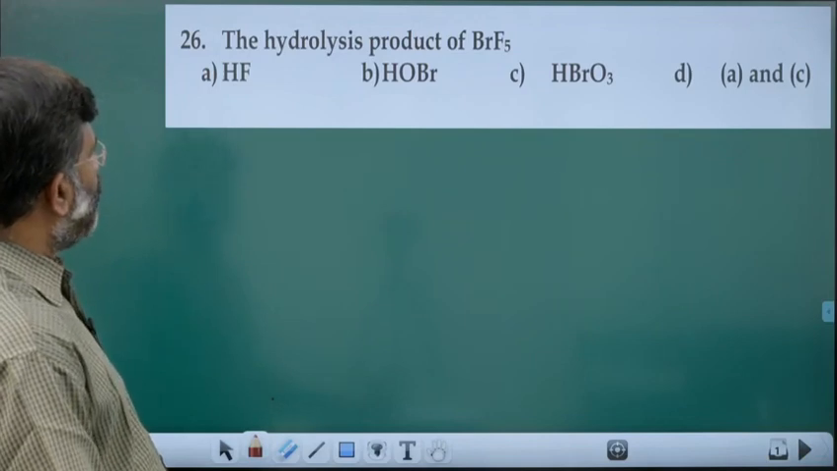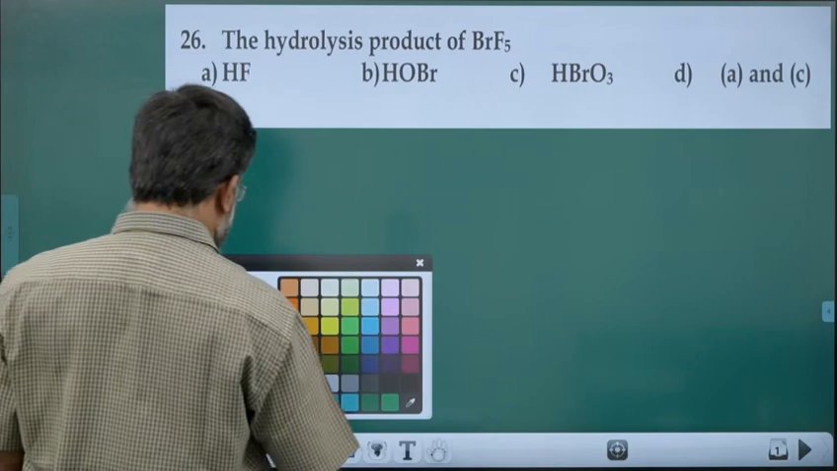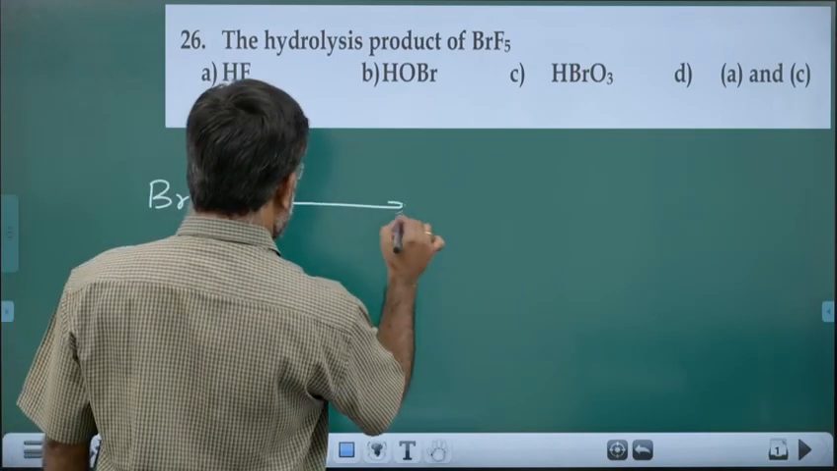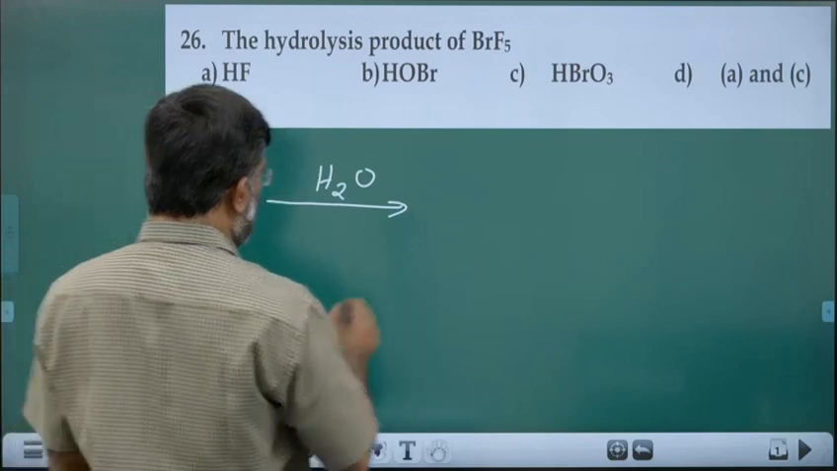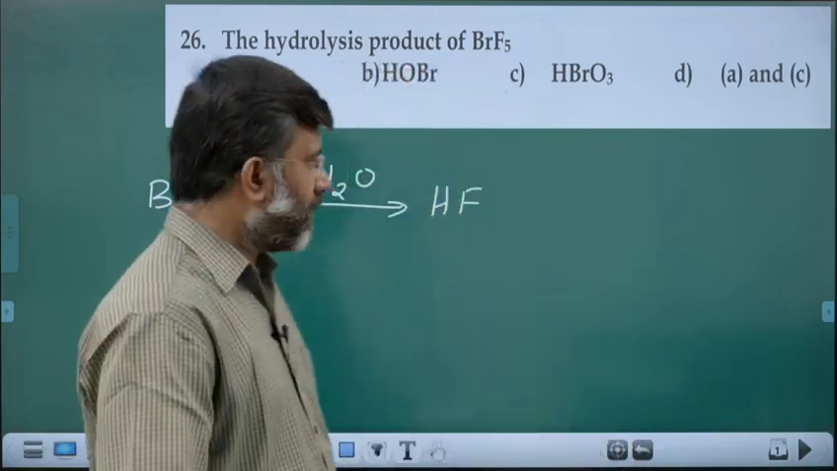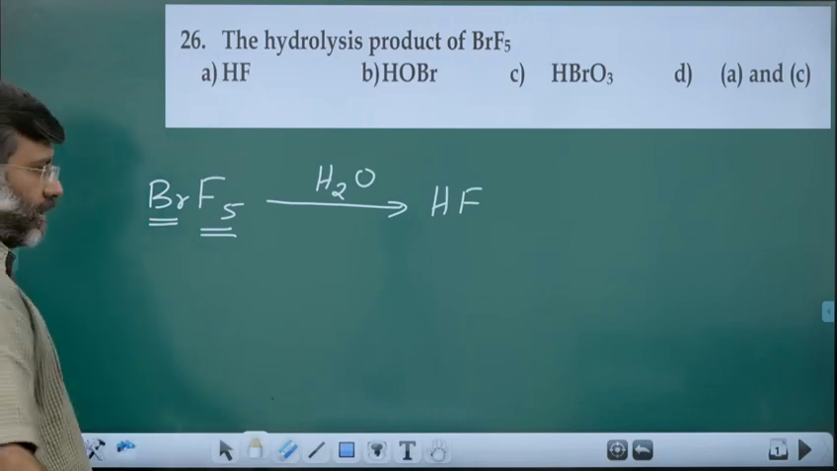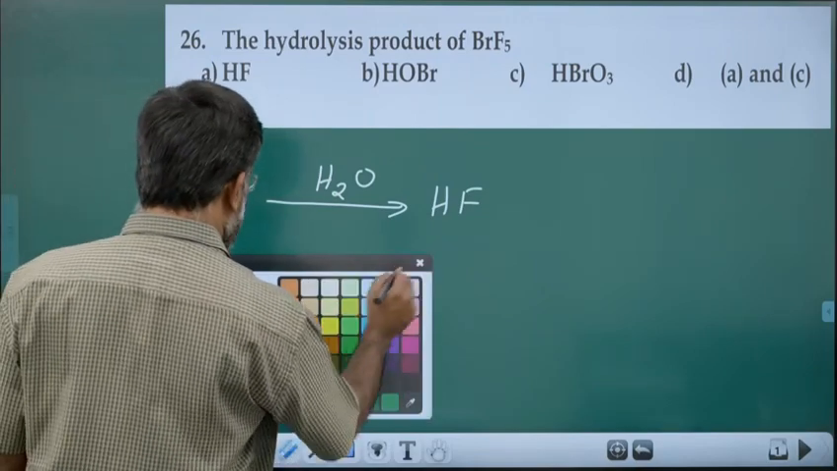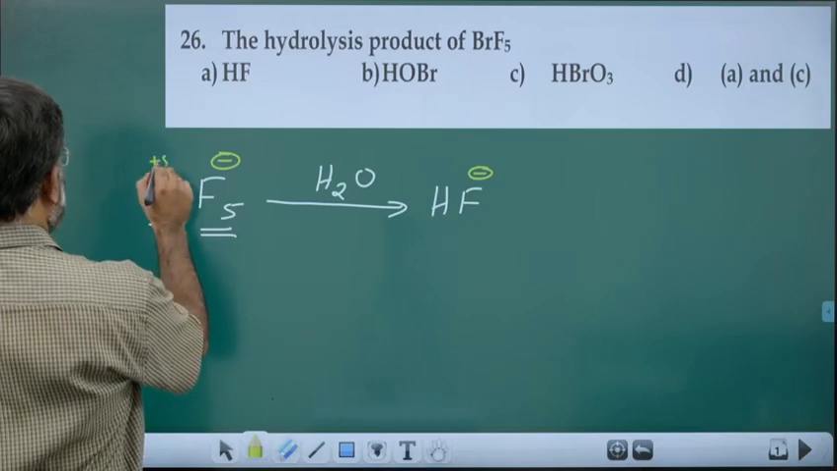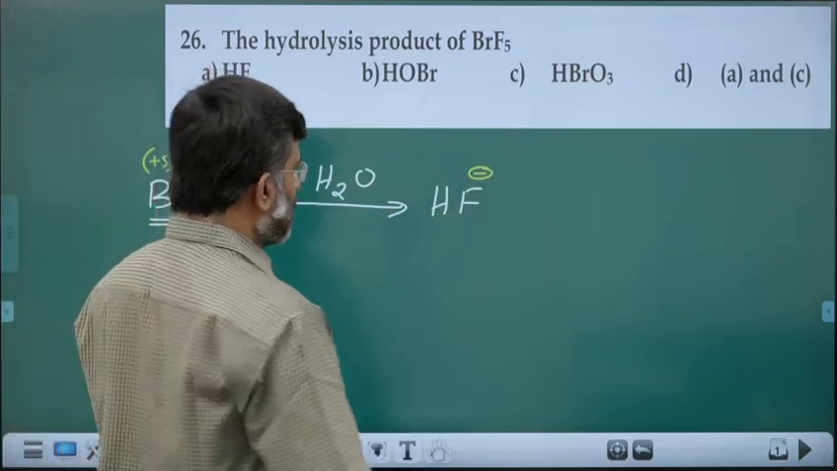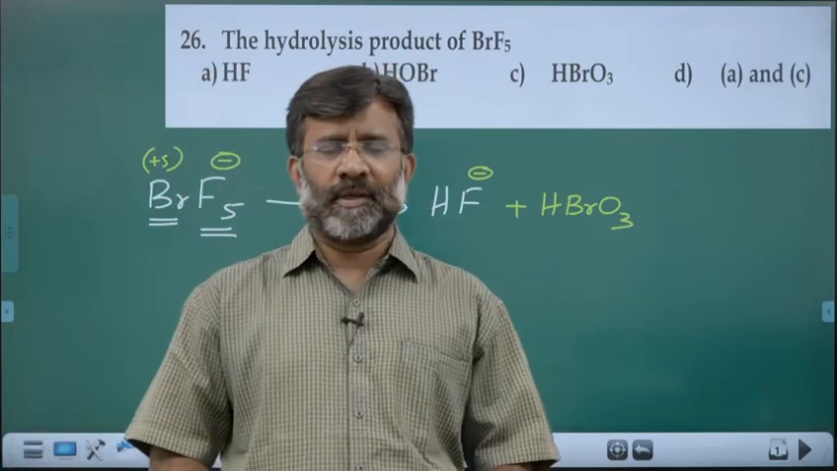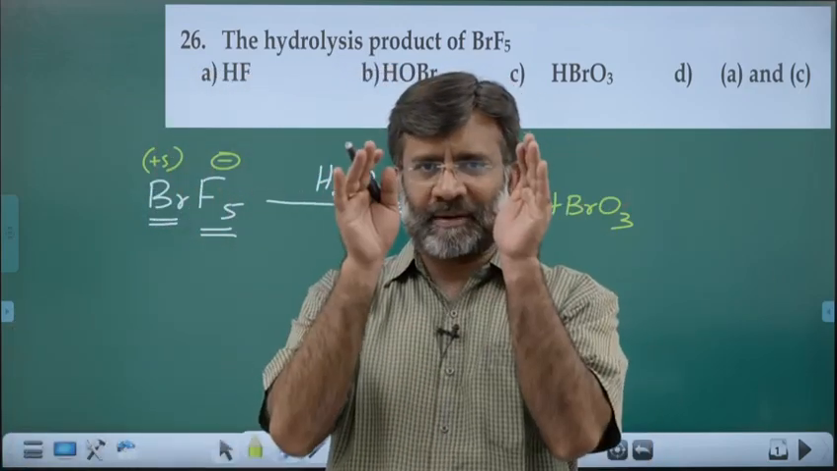The hydrolysis product of BrF5 is. You might have learned in the class how to find out the answer. BrF5, when treated with water, the smaller halogen will be converted to HF, while the bigger halogen, according to its oxidation state. See, it's very simple to understand. The oxidation state is -1 and it remained -1. Here it is +5, so it will be converted to the +5 acid. What is the +5 acid? HBrO3. So during hydrolysis, the oxidation state remains unchanged. Keep that in mind. You will get your answer.